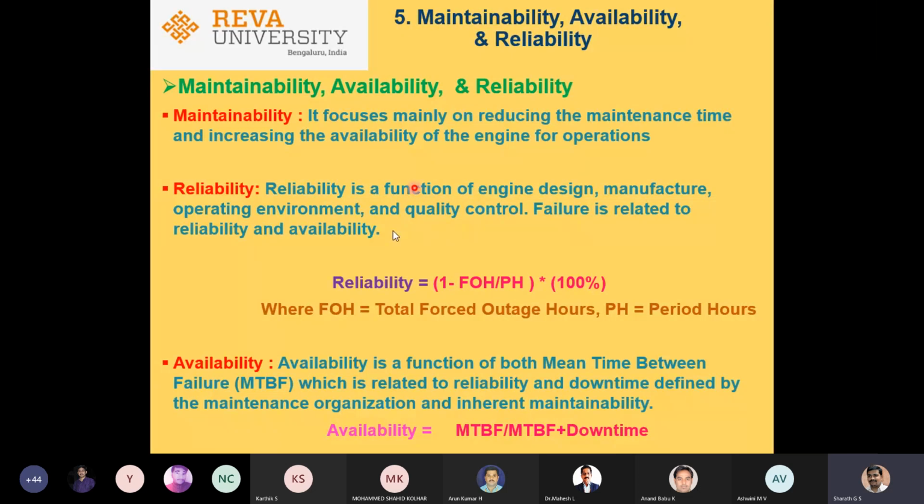Availability is a very critical metric which has to be measured regularly. If the aircraft or engine is not available with the operator, then there would be cancellations of flights. There would be delay in flights. So there would be loss of operation costs associated. And this is a very critical metric which has to be included in the maintenance planning.